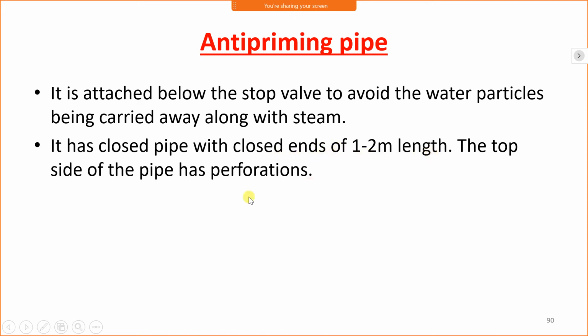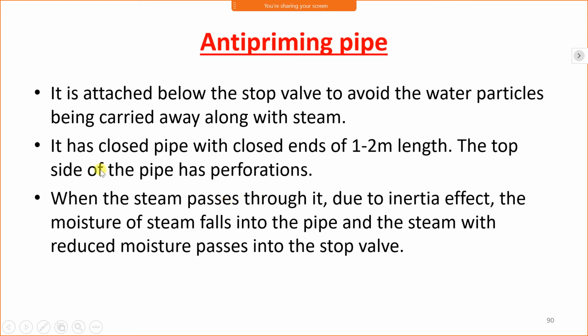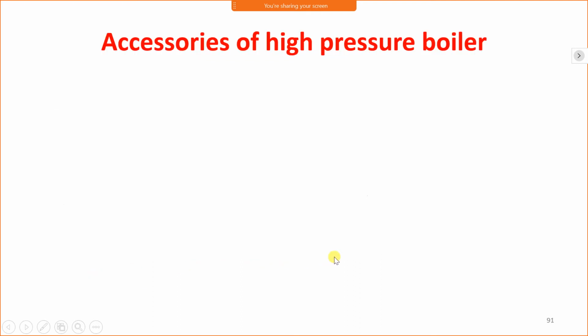The top side of the pipe has perforations. When the steam passes through it, due to the inertia effect, the moisture of the steam falls into the pipe, and the steam with reduced moisture passes into the stop valve.